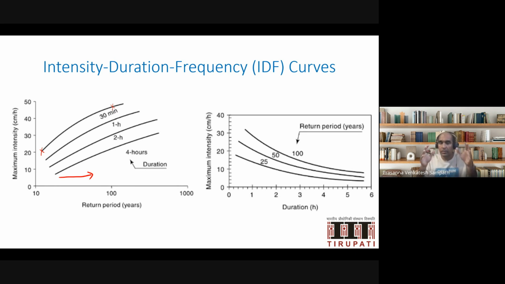What this means is, as the return period of the storm increases, it means the event that is happening is more and more rare, right? So something that happens once in 10 years will have a lower intensity. Something that happens once in 100 years or once in 500 years will have a higher intensity. Does that make sense?